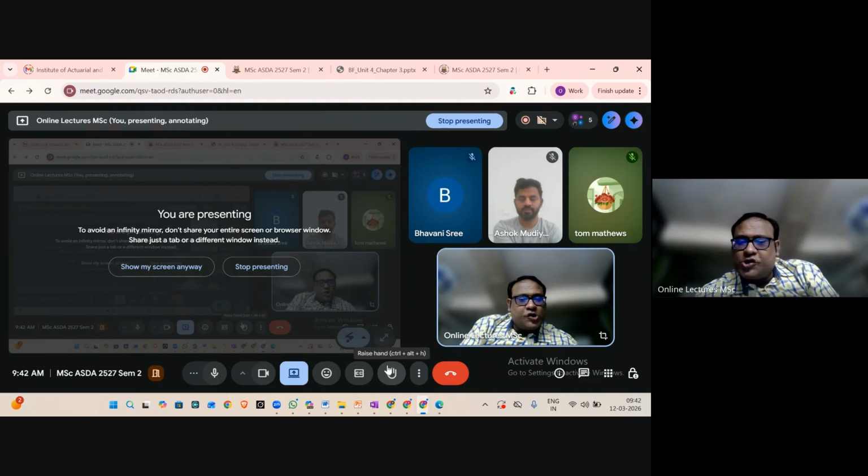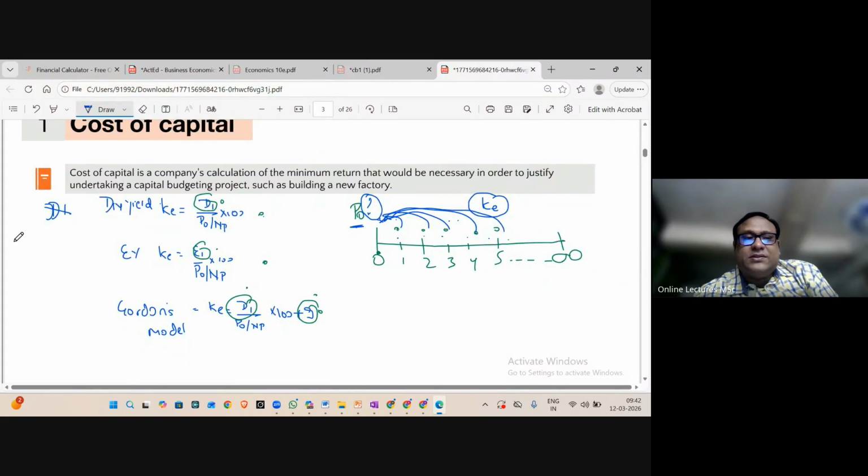So these are called implied models. They say, given the price, given the fundamental, we are implying what should be the KE. But now compare the CAPM. We say KE is RF plus expected market return minus risk-free times beta.